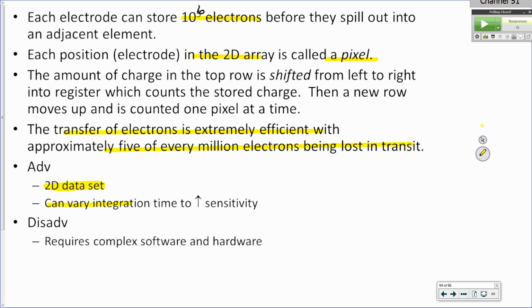You can vary the integration time to increase sensitivity. You don't like the signal you got with a second, integrate 5 seconds. You don't like what you got with 5 seconds, integrate 30 seconds. If your sample's being consumed, you can just keep feeding sample in there, but if your sample's not being consumed, you can integrate as long as you want to. Okay, so the disadvantage to it is that there's complexity in the software and the hardware, but today that's been conquered because this is amazing.